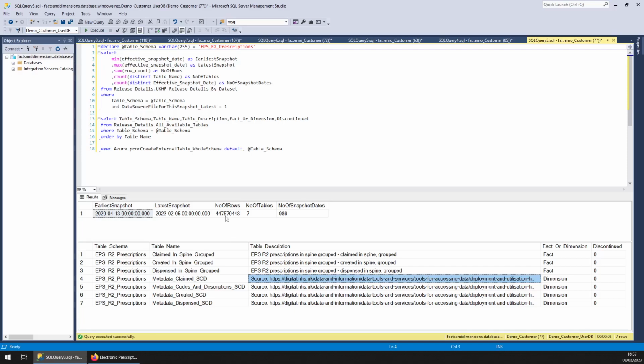There's a lot of detail, over 44.5 million rows over these 7 tables. These are the data ones, and these are the ones that describe what's in there.